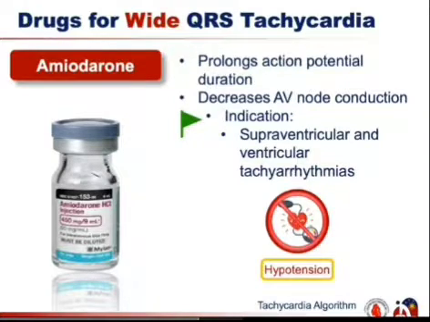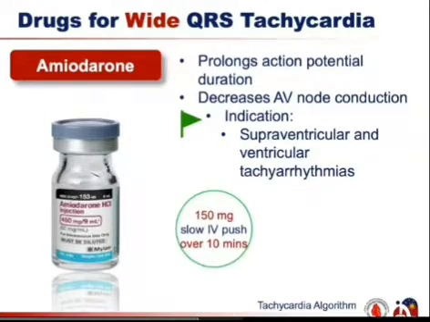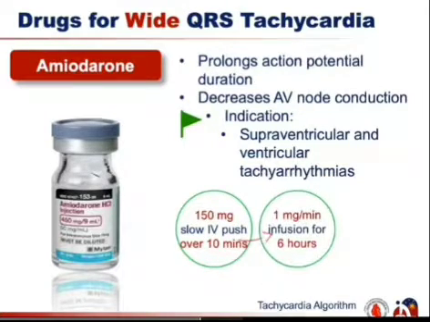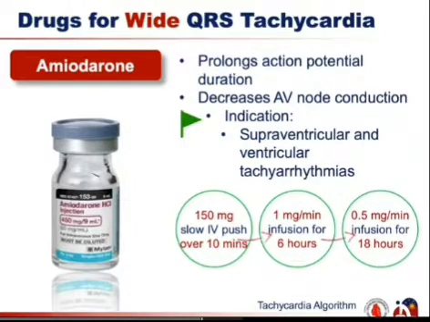Initial dose is 150 mg slow IV push for 10 minutes, followed by a 1 mg per minute infusion for 6 hours, then 0.5 mg per minute infusion for the next 18 hours.